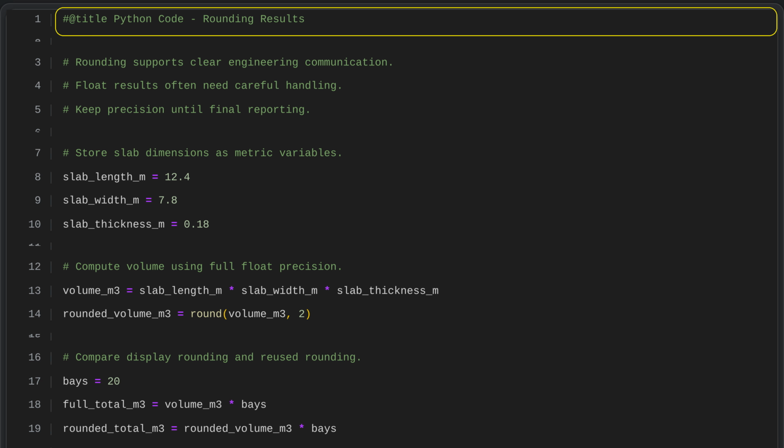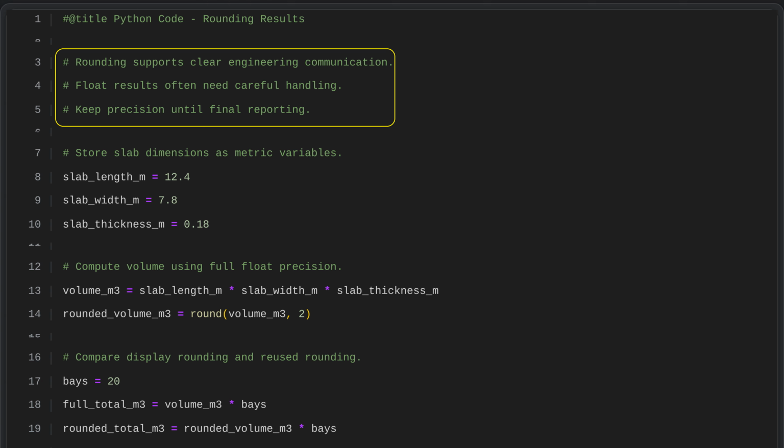Python code. Rounding results. Rounding helps make engineering results easier to communicate, but floating point values should be handled with care. Keep as much precision as possible during calculations, and round only when presenting the final result.